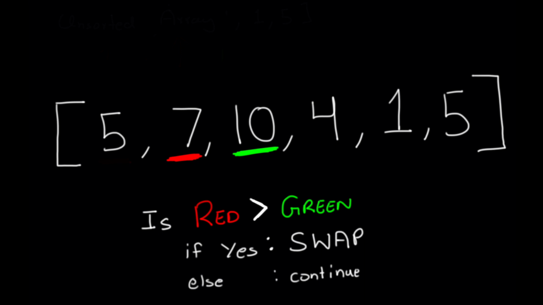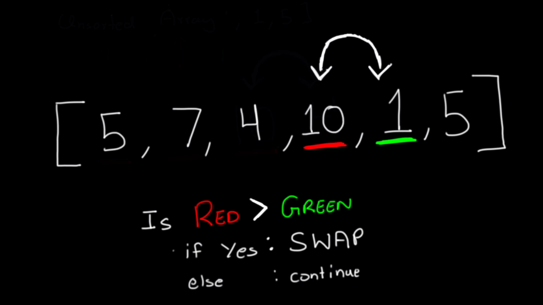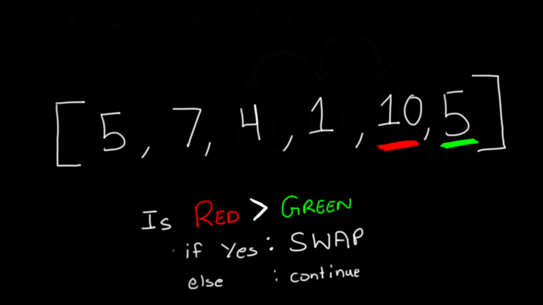And we now have 10 and 4, but in this case, 10 is greater than 4, so we're going to swap the two numbers. We again move each of the pointers by one position. So now we have 10 and 1, and as the red number is greater, we're going to swap their positions again. Finally, we have 10 and 5.